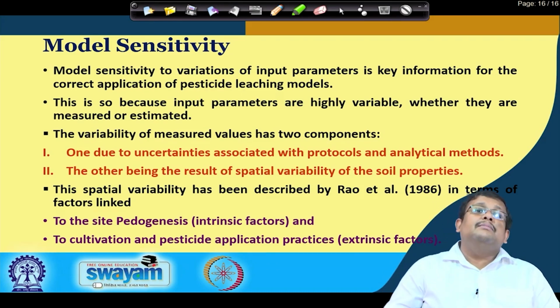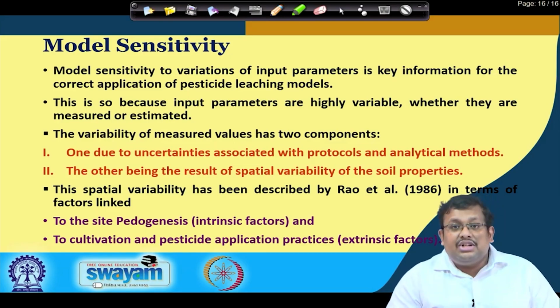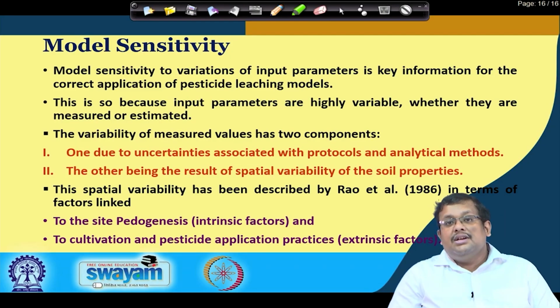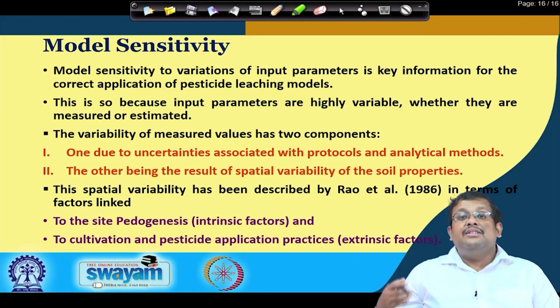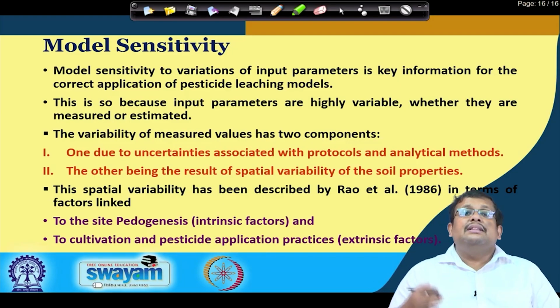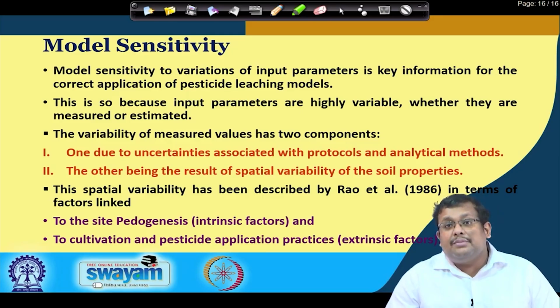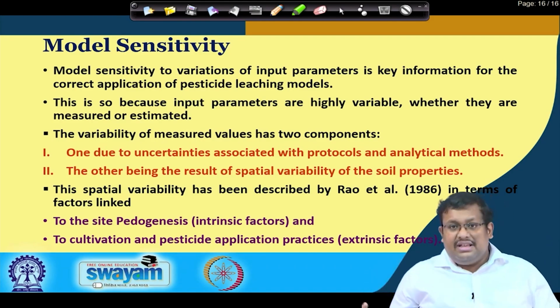Now, the variability of the measured values has two components. One is due to the uncertainties associated with the protocol and analytical methods. You measure the parameters, and during the measurement there are some mistakes. The other is the result of spatial variability of the soil properties. Due to the spatial variability of the soil properties, there is also wide variation. So, these are also sources of variability.